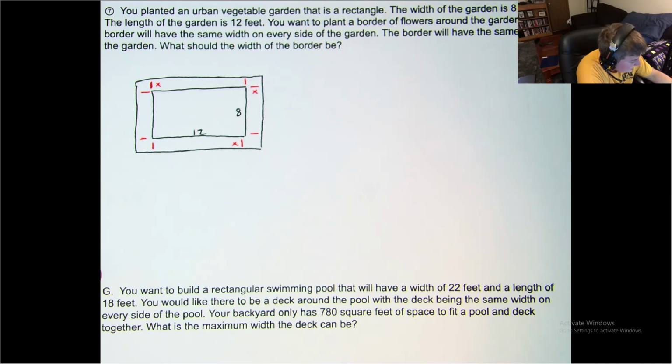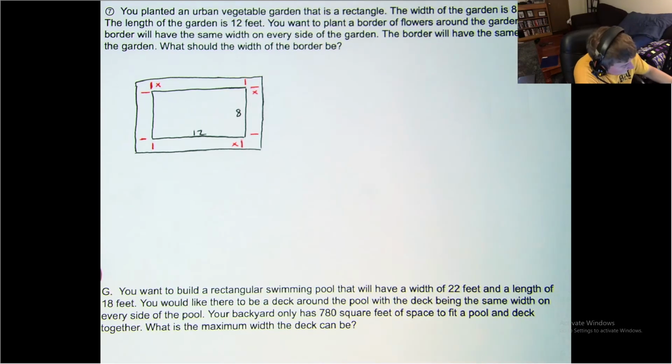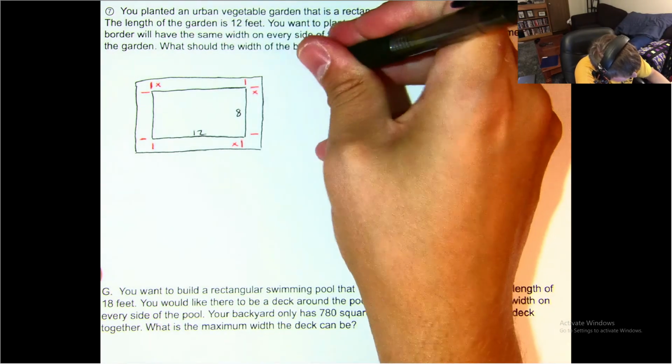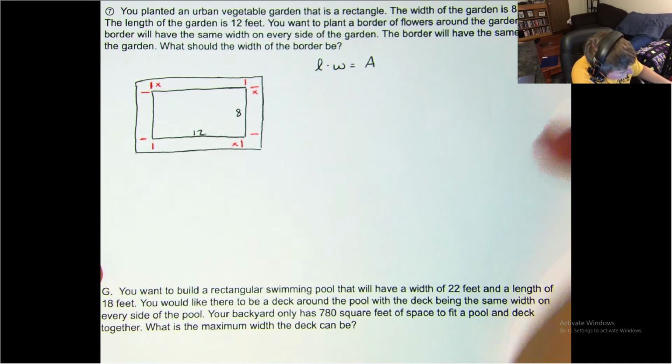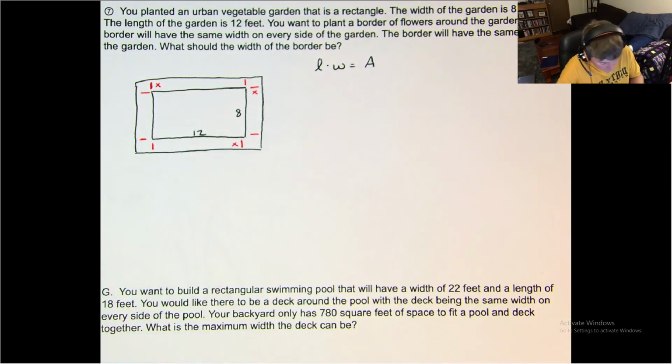So let's think about this. We know that my length times my width is going to be equal to my area. Okay, and so I already know, well, let's figure out what 12 times 8 is real quick. That's 96, okay?